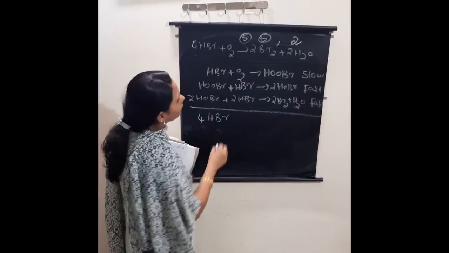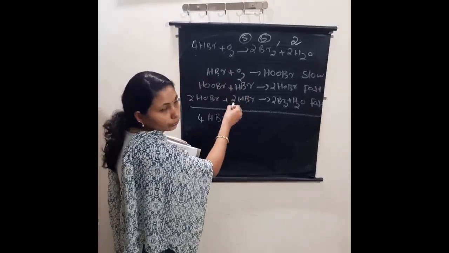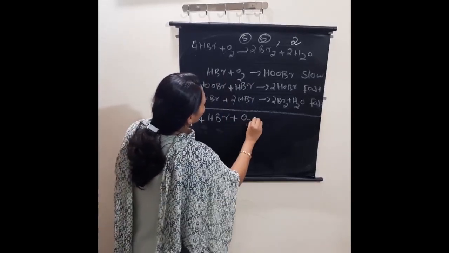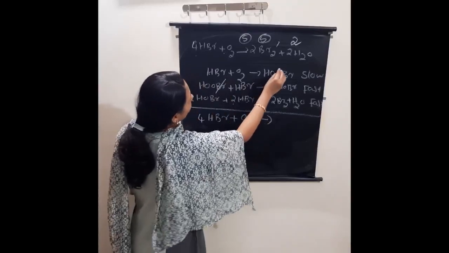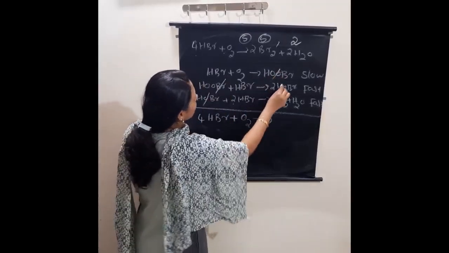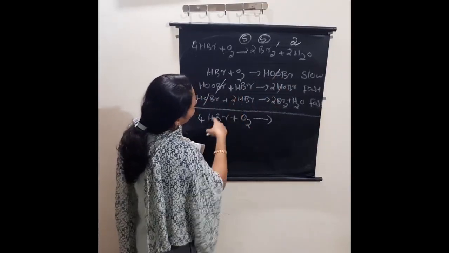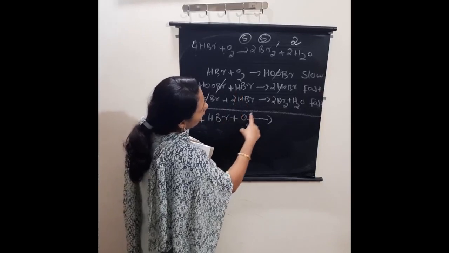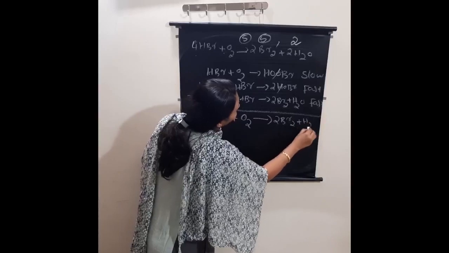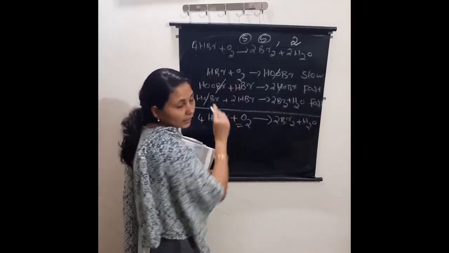4HBr. How will we get the 4HBr? 1, 2, 2 plus 2, 4 HBr plus 1 oxygen gives this HOBr. This HOBr will cancel, and here also this one and this one will cancel. Okay, then what is there? 4 HBr on the left side plus oxygen, and on the right side only 2Br2 plus H2O. That means this is a complex reaction containing these many steps.